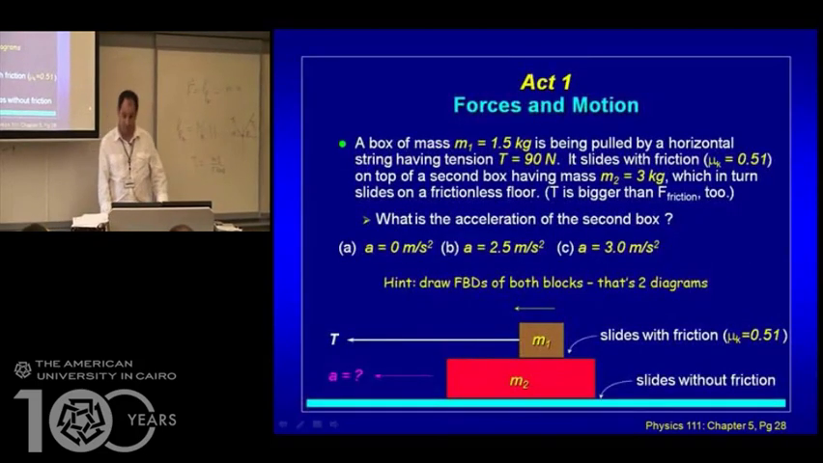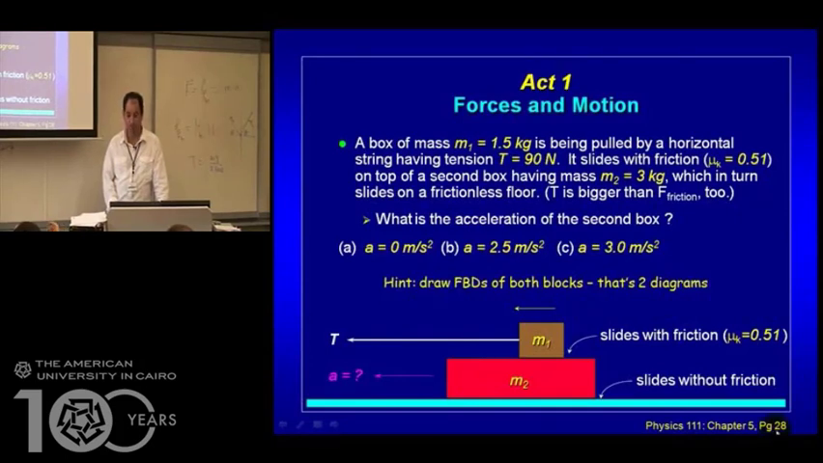Okay, now taking that into another dimension, a little bit harder problem. We have a mass m1, that's 1.5 kilograms. We pull it by a horizontal string, a string that has a tension equal to 90 newtons. It slides with friction where mu k equals 0.51. What are the units of mu k? It has no units. It is on top of a second object that has a mass m2, equal to 3 kilograms, which in turn slides on a frictionless floor. This floor has no friction.